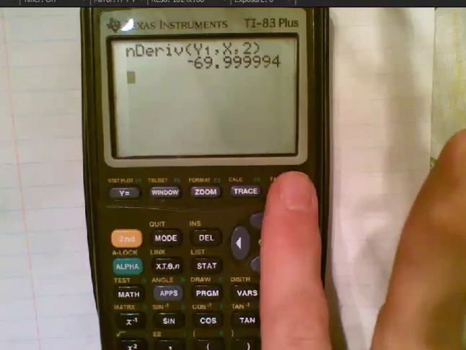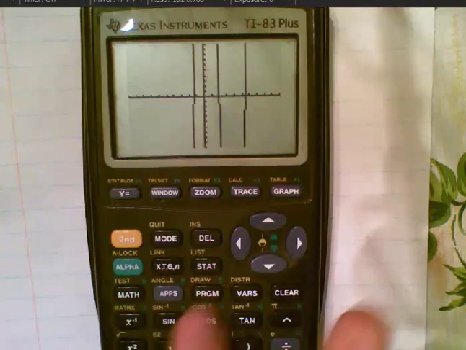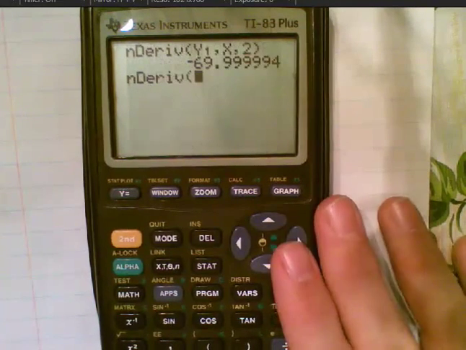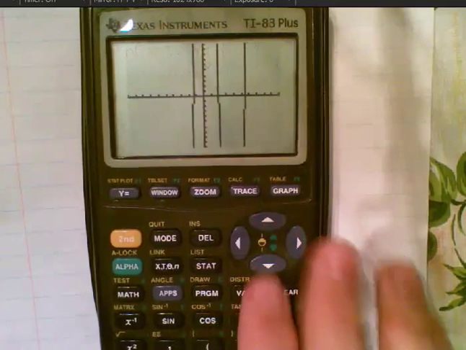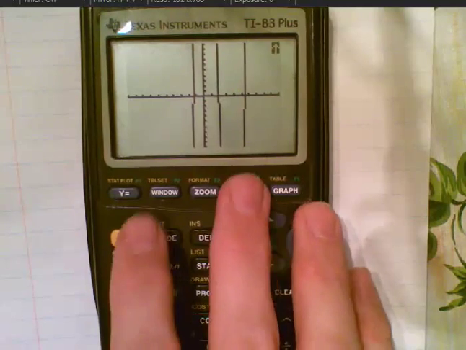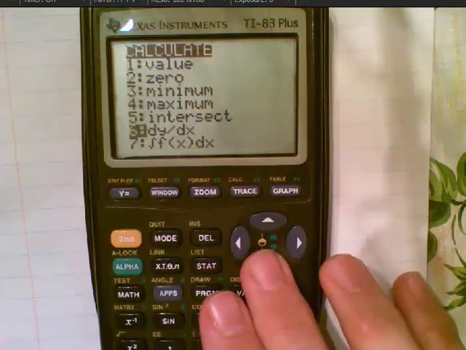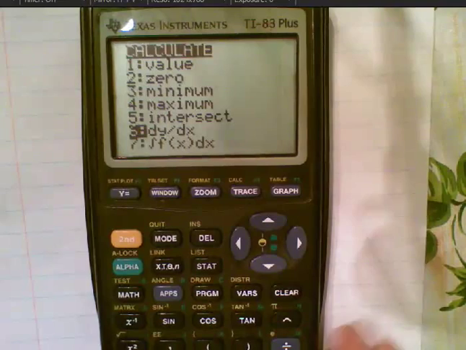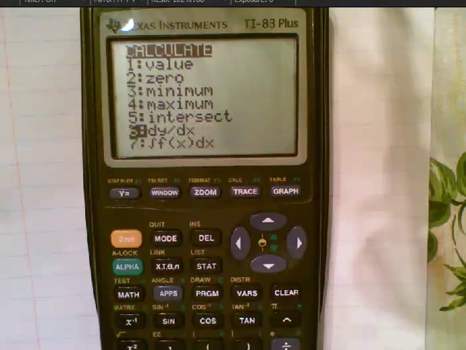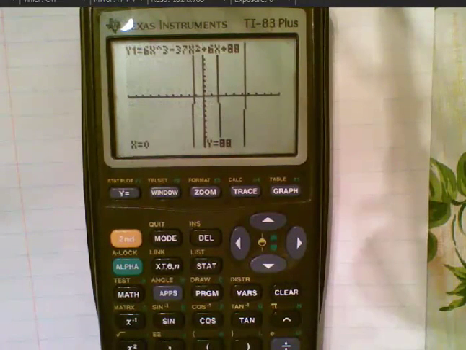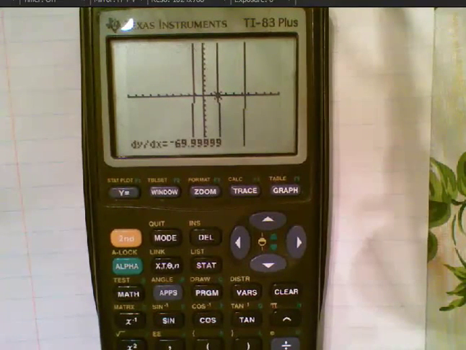You could also do it from the graph. From the graph, second, calculate, and then it is dy/dx. So second, calculate, number 6, dy/dx, and now it's looking for what value you want. So we want the value at 2. Just type in 2, enter, and you get the same thing. Alright, that's one thing you should be able to do.